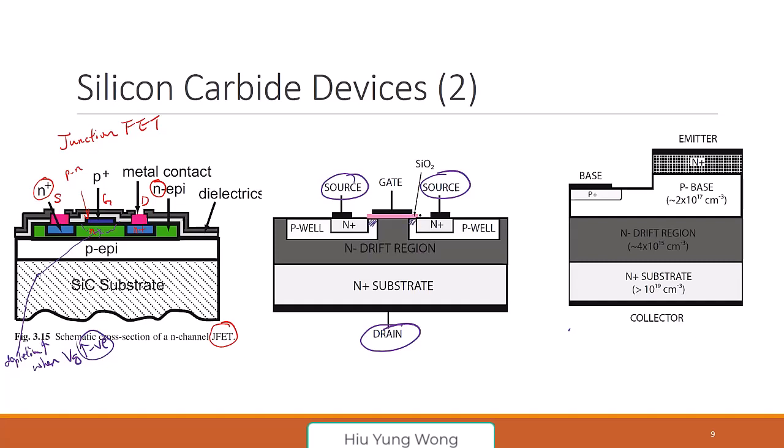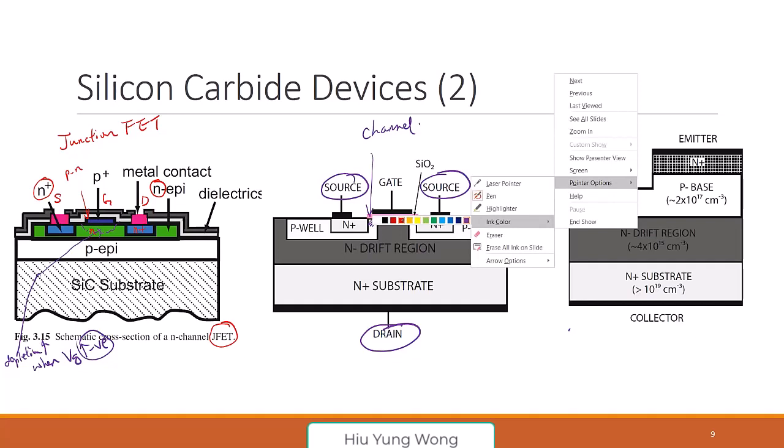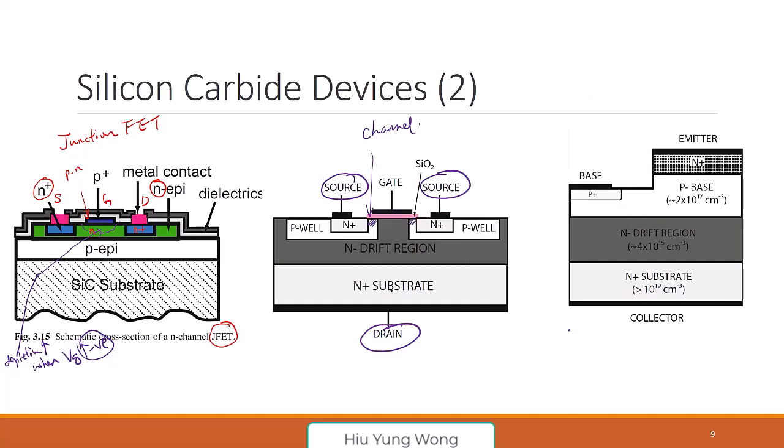Here is the channel. So how does the current flow? When the channel is formed, the current flows from the positive terminal up through the N region, no problem, just some resistance. Then it comes to here, and when it is inverted, it can go through. Do you see that?